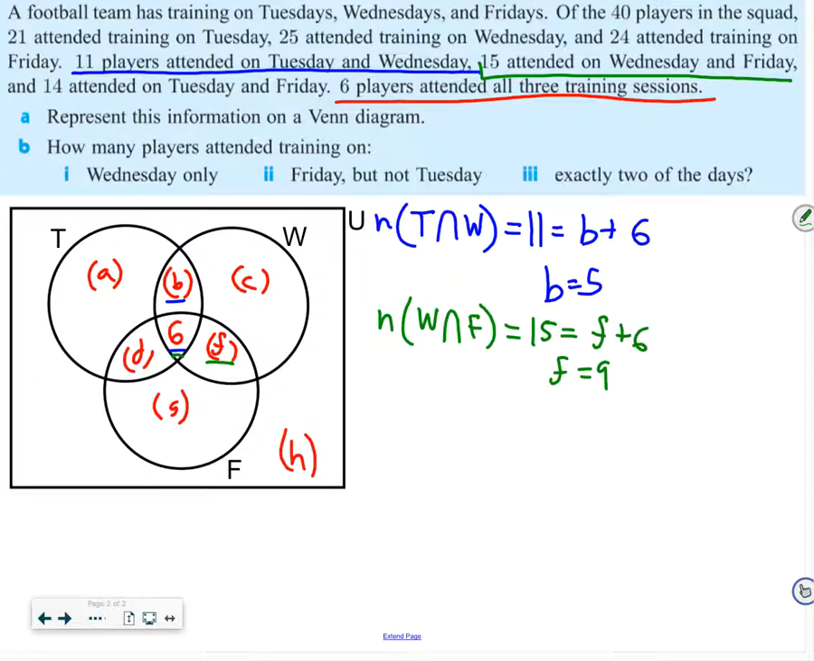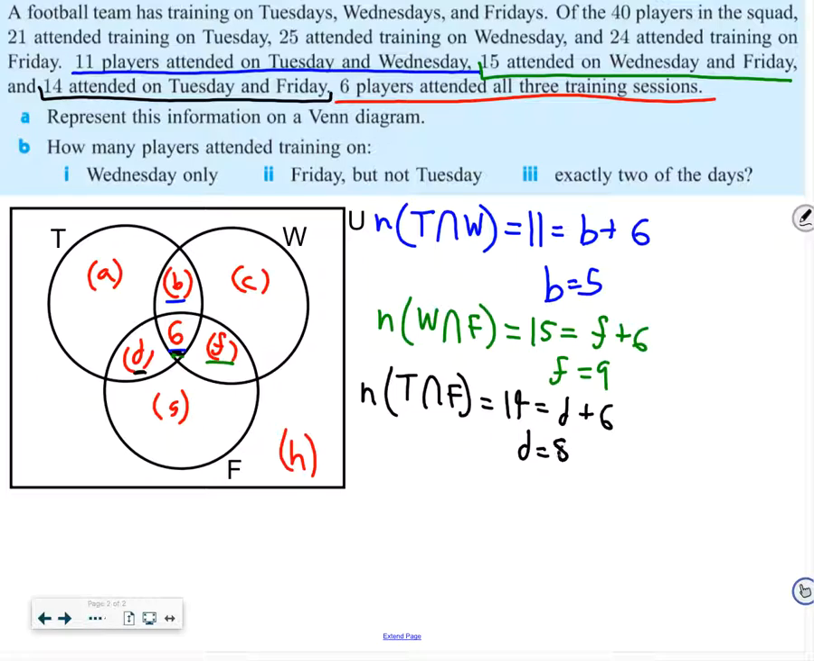Use the other bit of information right here. The number of players that attended Tuesday and Friday is equal to 14. Well, Tuesday and Friday is D in the middle. So I'm going to say that D plus 6 equals 14. Solving this equation, subtracting 6 from both sides, I see that D is equal to 8. I'm going to go ahead and erase these and fill these in.